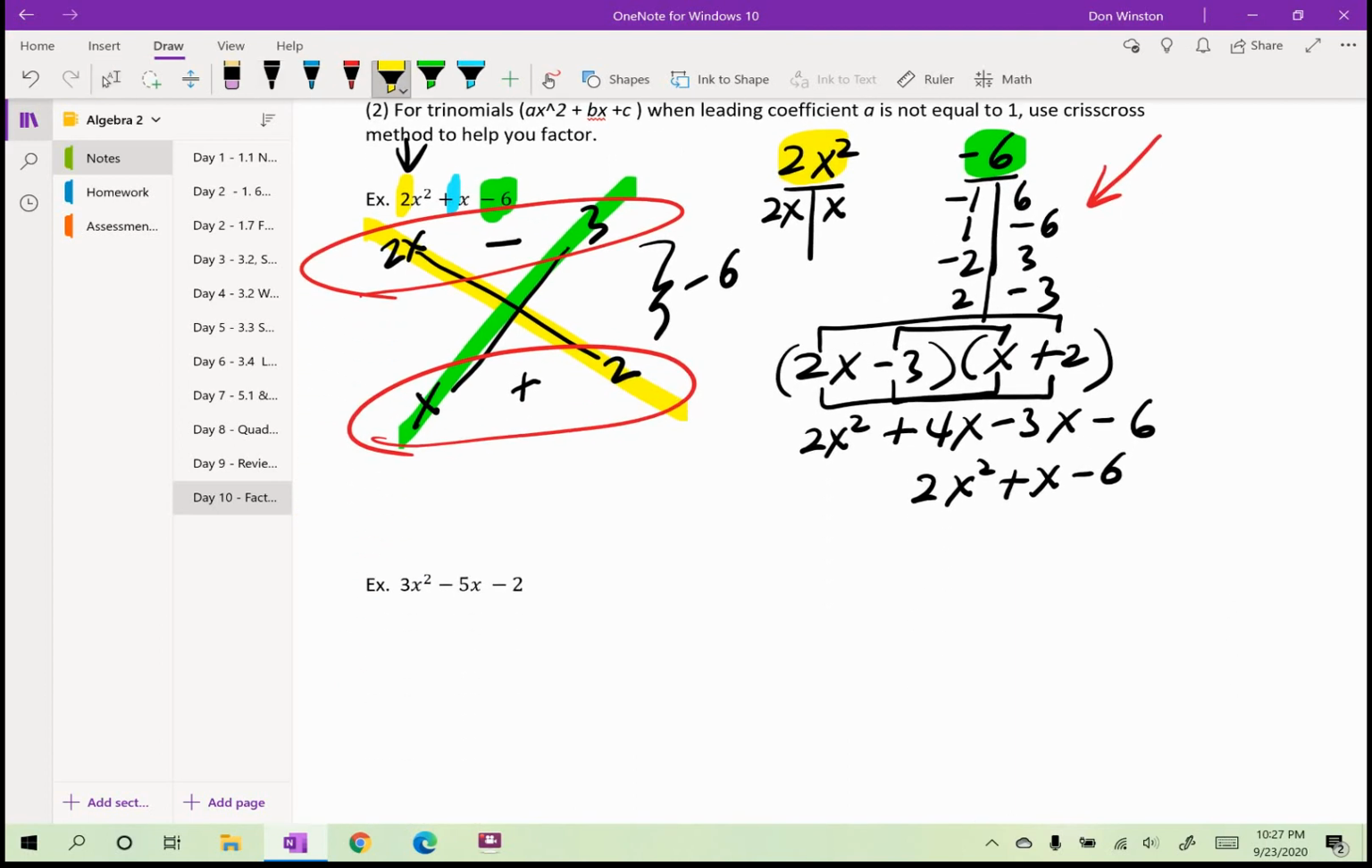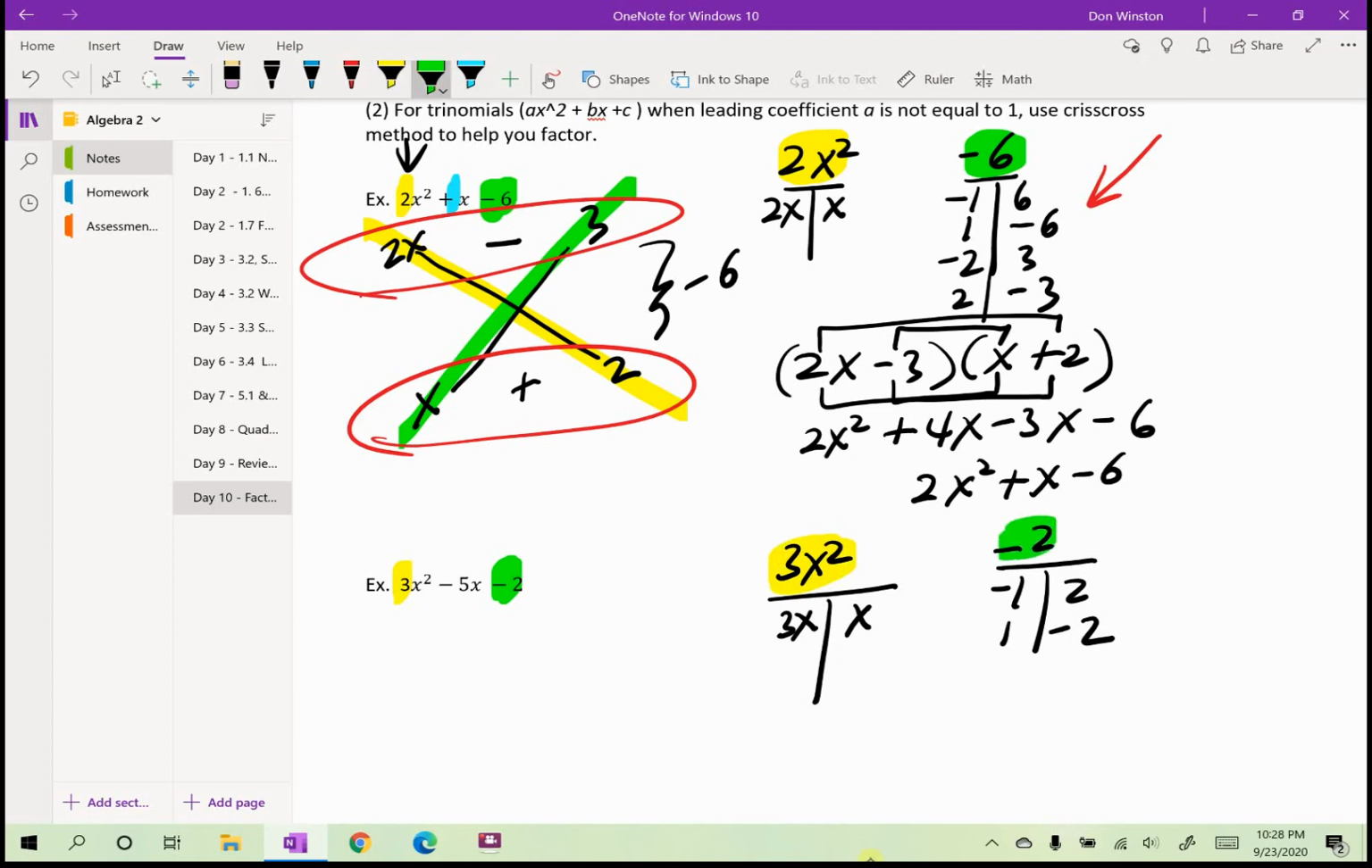So here again, the leading coefficient is not equal to 1. I have a 3, and then I have a negative 2. And we want to find factors of 3 and negative 2 that give us a negative 5. So again, I'll list the factor table for 3x squared. It's only one pair of factors, 3x and x. And then I'll list a factor table for negative 2. So either I have a negative 1 and 2, or 1 and negative 2. So we'll be looking at those factor tables there.